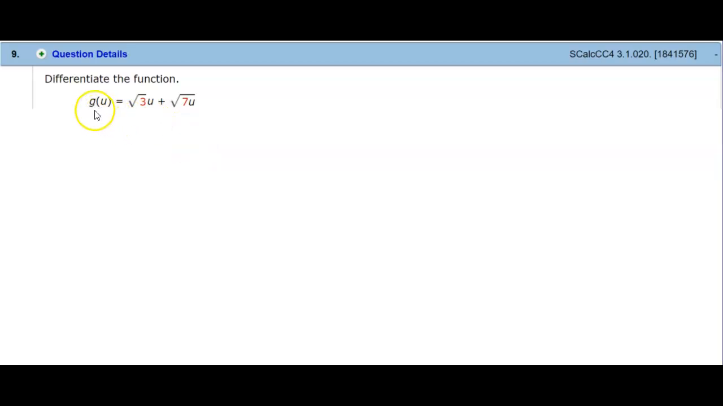Okay, here we have g of u equals the square root of 3 times u plus the square root of 7u. So what we want to do is separate the constants from the variables. So we can rewrite this function as the following. We have the square root of 3 times u plus the square root of 7 times the square root of u. Okay, now if you wanted to, we can go a little further. So we have the square root of 3 u plus the square root of 7 times u to the 1/2.